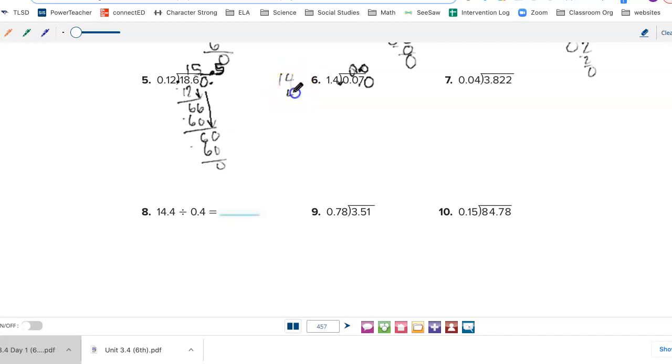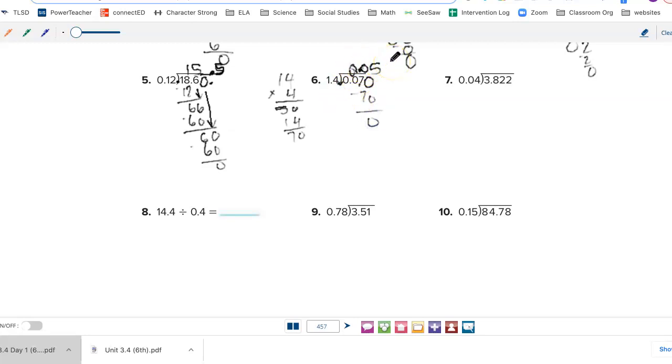I'm going to try 4. I have a feeling, though, that it's going to be 5. So that's 16, and then that would be 56. Can I add another 14? I can, and I get 70. So that's going to be a total of 5 times. 5 times 14 is 70. Subtract, and I'm done. So my answer is 0.05.